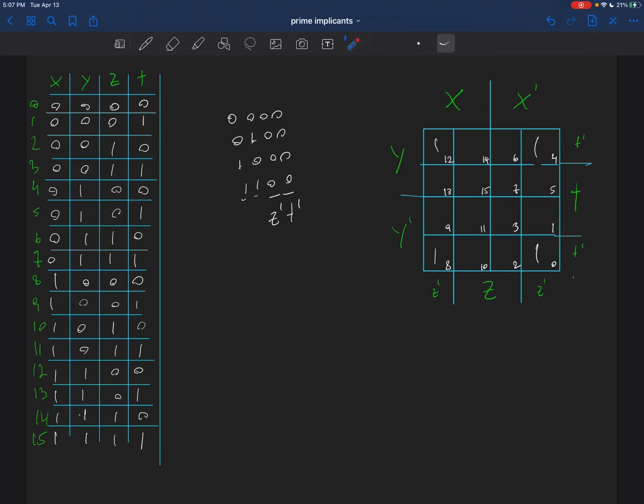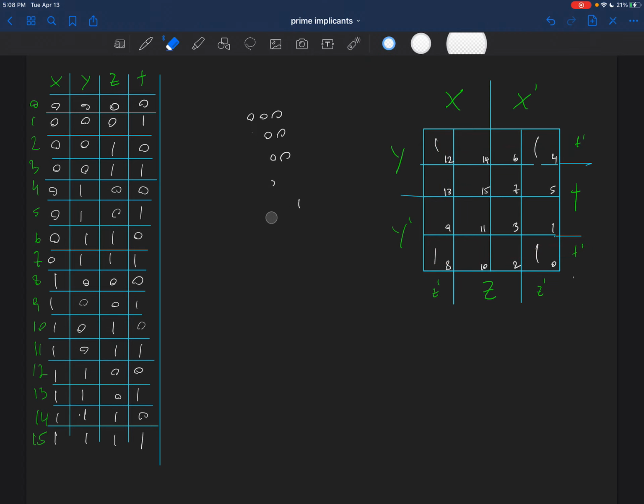Is that correct? Well, we look. Z prime, t prime, yep. Z prime, t prime, yep. Right? And z prime, t prime, yep. So that works out.